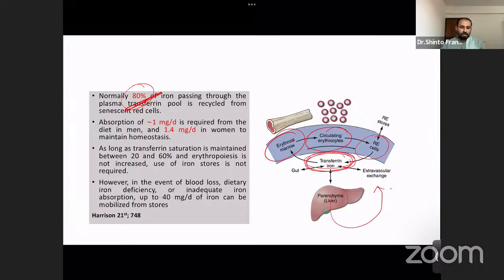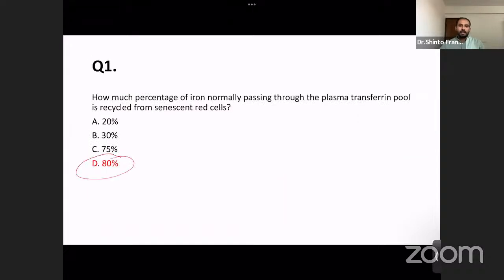Absorption from the diet is usually 1 milligram per day in males and 1.4 milligrams per day in women, which is required to maintain normal homeostasis. The normal transferrin saturation is somewhere between 20 to 50%, if erythropoiesis is not increased. And we all know the transferrin saturation decreases in iron deficiency anemias. If there is increased requirement, like blood loss, dietary iron deficiency or inadequate absorption, up to 40 milligrams of iron can be mobilized from stores. So here the answer is D, 80%.